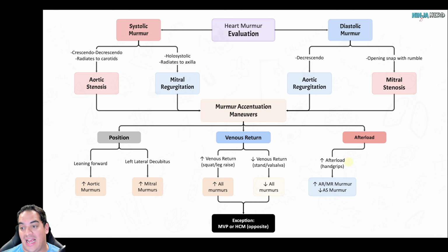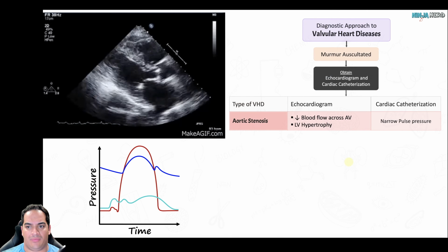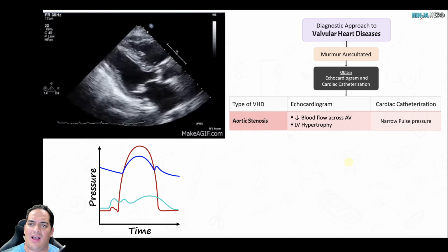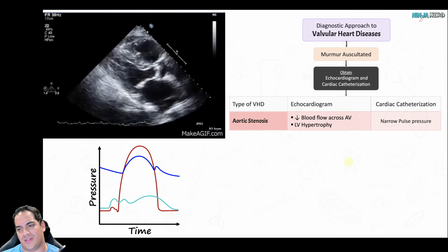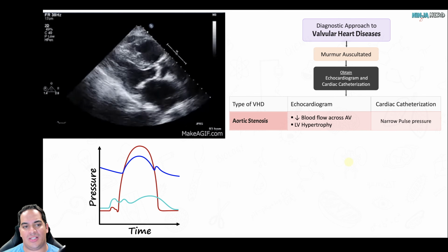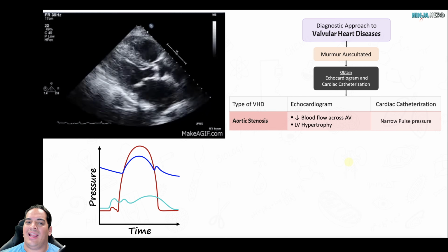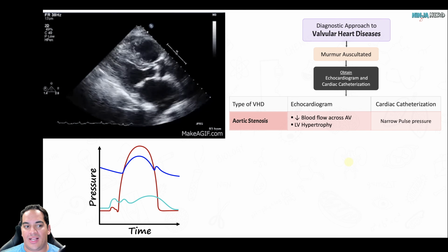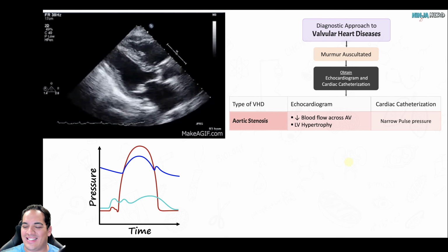And then if I decrease the afterload, then I'm going to do what? I'm going to make the aortic stenosis murmur a lot louder. And then again, flip everything. Decrease the aortic regurg and mitral regurg murmur. All right? That's the concept that I want you guys to understand with the heart murmur evaluation. Now, when a patient comes to you and they have a murmur and you've auscultated, you found it's at this particular location, it's systolic or diastolic, it changes with this position or with this maneuver, and maybe they have some features that are suggestive of that type of valvular heart disease, the next thing is to obtain an echocardiogram and consider a cardiac cath.